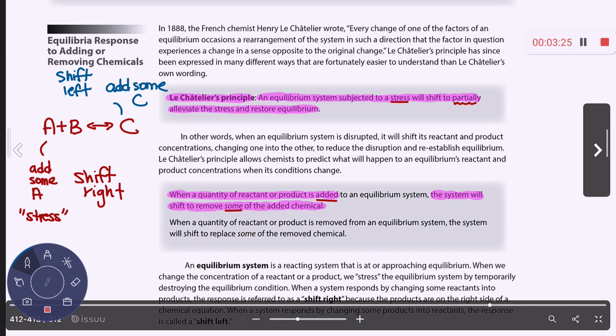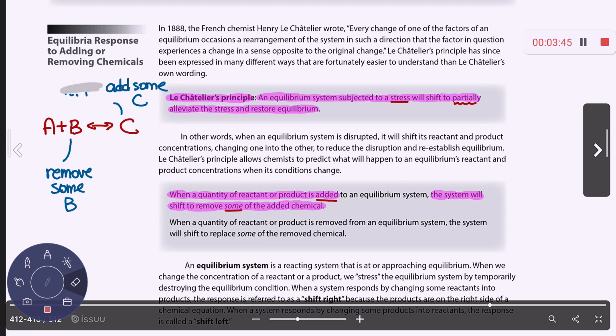Okay? Okay, let's talk about what happens when I remove something. So let's say I remove some B. So anytime you remove something, you're going to move in its direction because you want to bring it back to where it was. Now, you'll never bring it back to where it was originally, but you'll get close. So if I remove some B, since B is on the reactant side, which direction would I shift? Yeah, you would shift to the left.